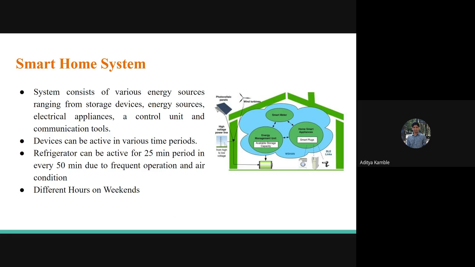For communication, we are going to use a home wireless sensor home area network, and we will be using Bluetooth Low Energy to connect all the devices together. These devices can be active in various time periods. Like a refrigerator can be active for 25 minutes within a 50 minute time period, due to frequent operation, and an air conditioner depends upon the operation also. It also depends upon the hours and the weekends. For example, on weekdays it is less used, and on weekends it is the most used device.